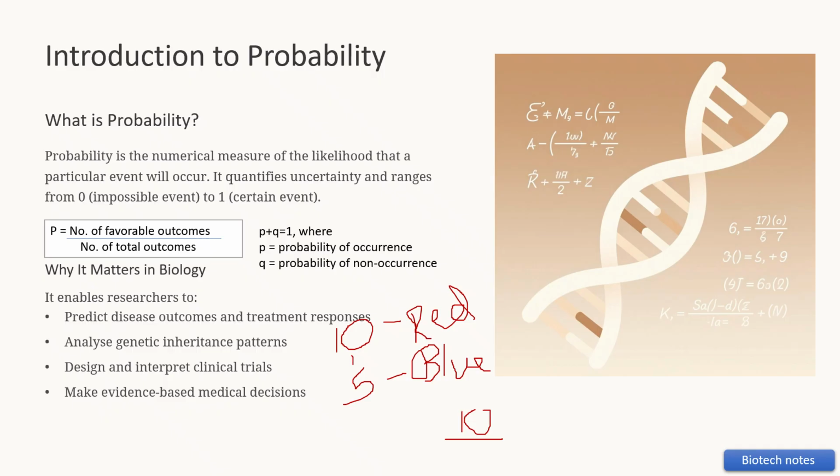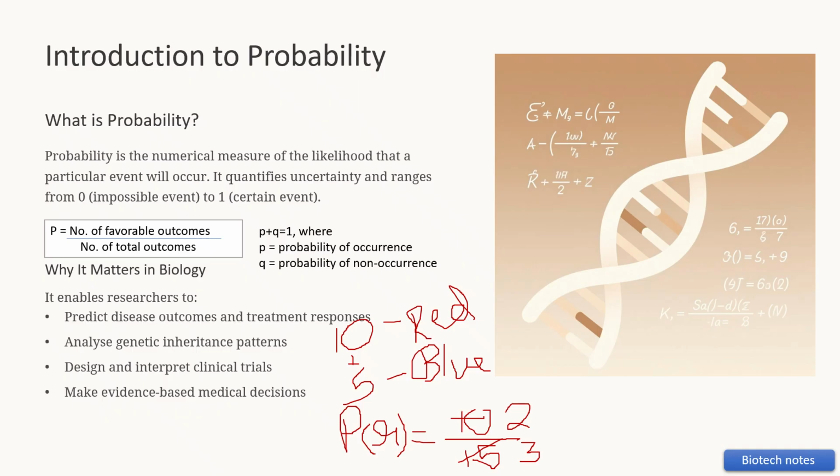These two will be added, that is 15. So number of total outcomes will be 15. When we cancel it, it will be equal to 2 upon 3. So this will be the probability of getting red color balls out of the bag. P, in a bracket we will write R, that is red for red ball. So it will be our answer.